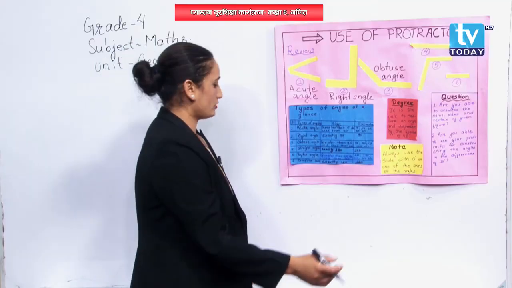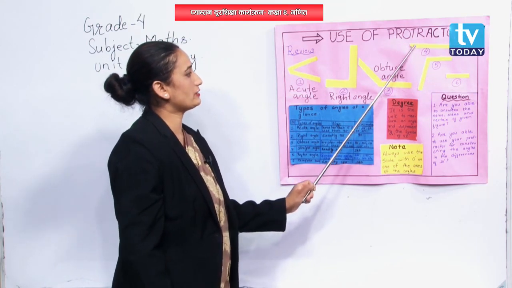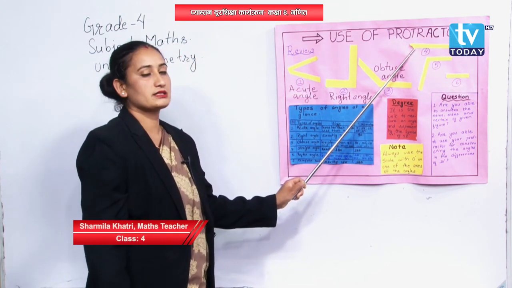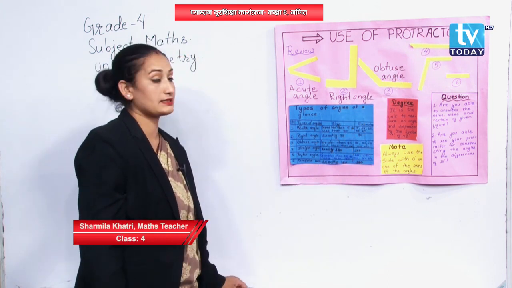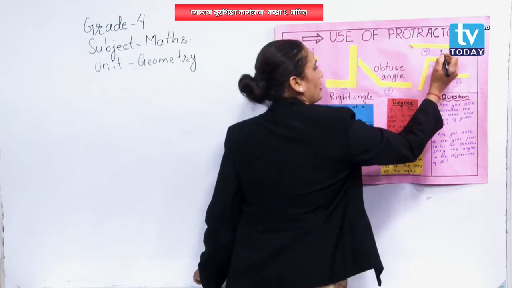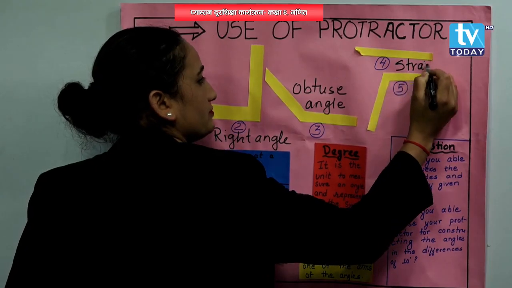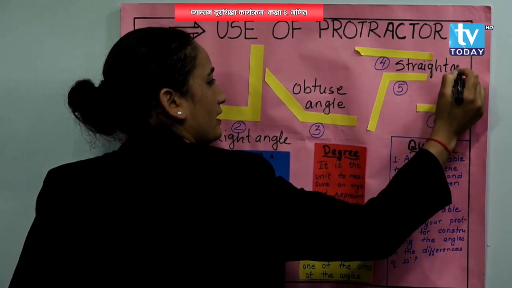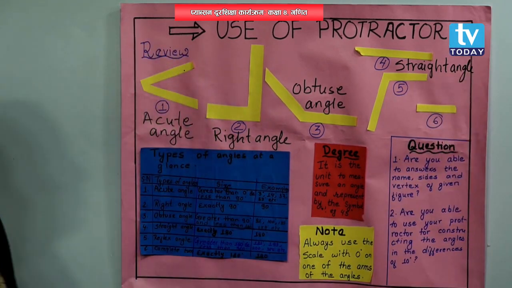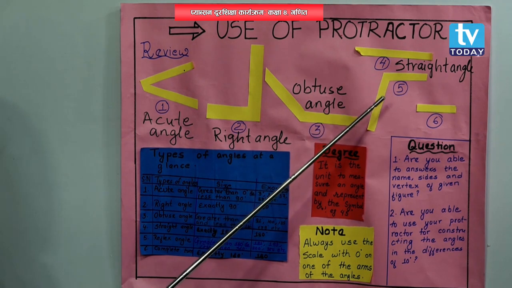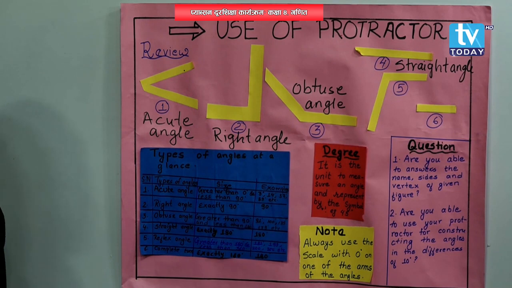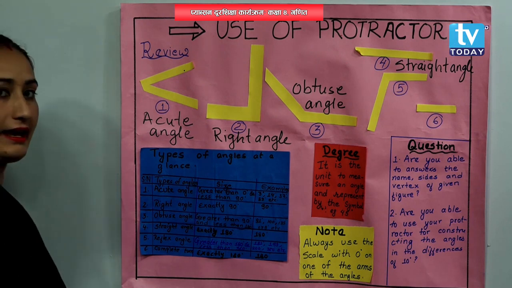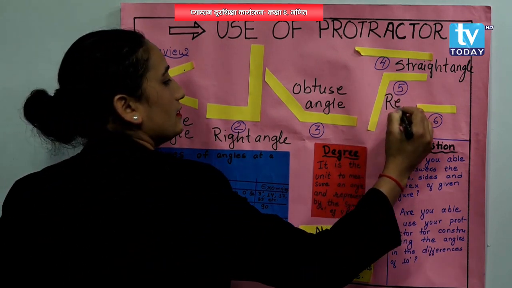Then after, have you noticed this one picture? See here, this is a straight line. So we call it a straight angle. So I will write here, straight angle. Now in number 5, which angle is this? What do we call this angle? Do you remember? We call it a reflex angle.